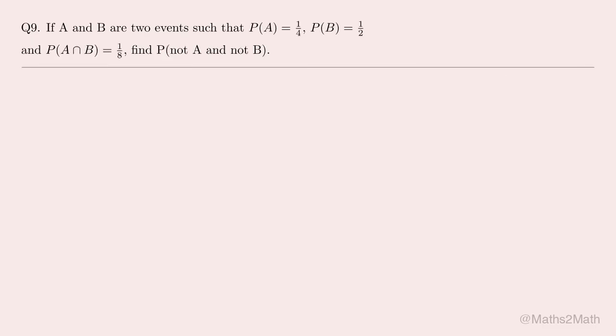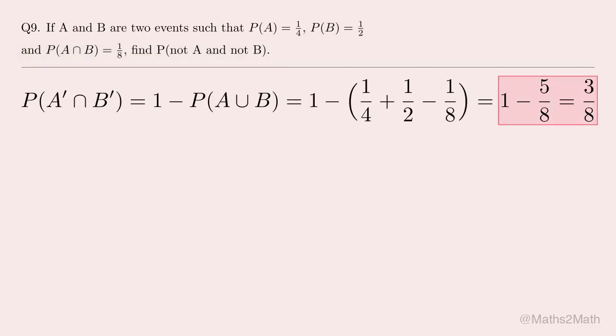Question 9. The complement of the union in disguise. De Morgan turns not A and not B into not the union. The union is a quarter plus a half minus an eighth, 5/8. Its complement is 3/8.